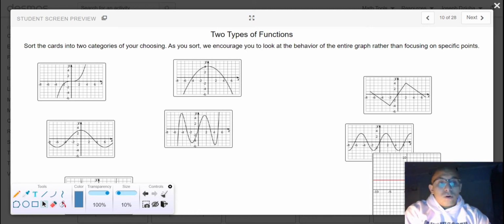All right, welcome back to part two of our lesson on the coordinate plane and function symmetry. Strap that seatbelt in because it's going to be a bumpy ride.